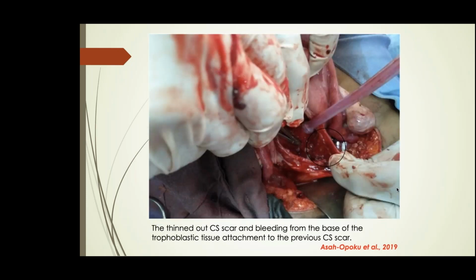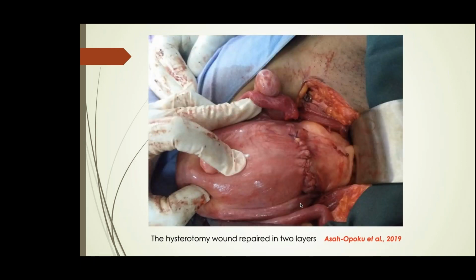Again, this is for those of you who do cesarean section for placenta previa or placenta previa accreta. This is almost the same view here in the black circle. The blood is coming from the thinned out lower uterine segment, and there's sometimes a lot of bleeding from this place. And at the end, you can successfully repair the lower uterine segment. So this is one of the good things about the surgical approach: you can repair the lower uterine segment.